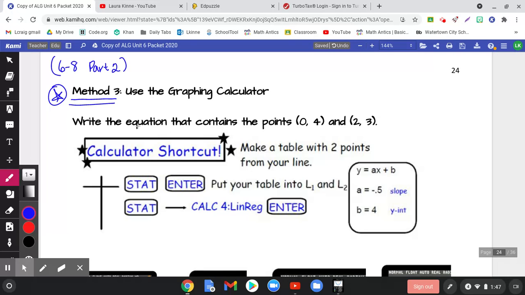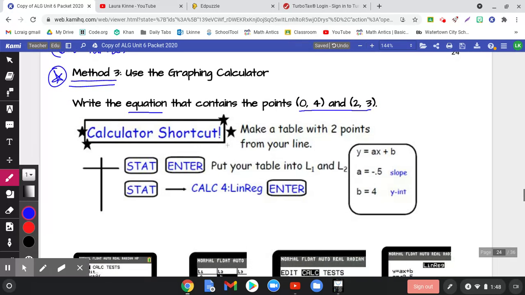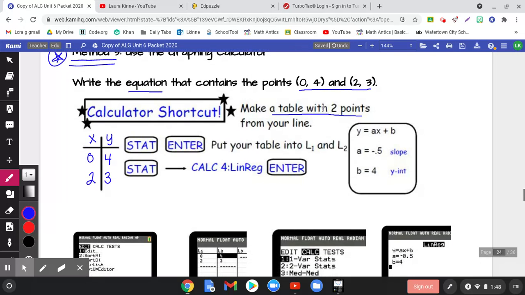So basically, I want to figure out the equation that contains the points 0, 4, and 2, 3. So the first thing that you're going to do is you're going to make a table with the 2 points. So I'm going to quickly make my table, x, y. So it's 0, 4 is the first point, and 2, 3 is my second. Once you've done that, you're ready to let the calculator do the work.